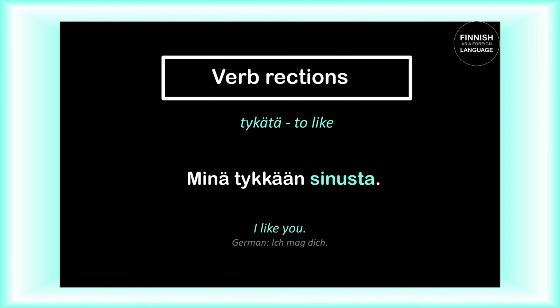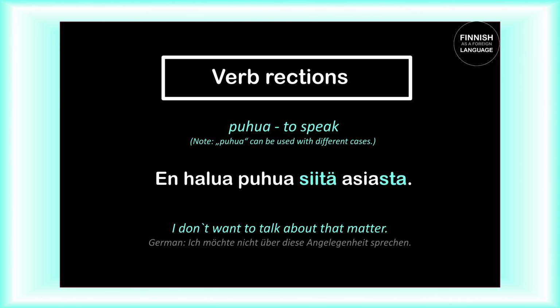Let's have a look at another verb. Puhua means to speak. Puhua is a verb which can stand in combination with different cases. We take a look here at how it looks when we combine it with the elative case. En halua puhua siitä asiasta means I don't want to talk about that matter. So, en halua is the negative first person singular present tense of haluta, which means to want. En halua, I don't want. Puhua is the infinitive and means to speak. Siitä asiasta means about that matter. En halua puhua siitä asiasta.